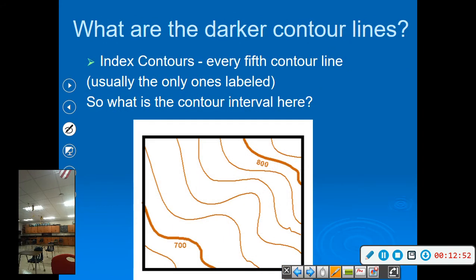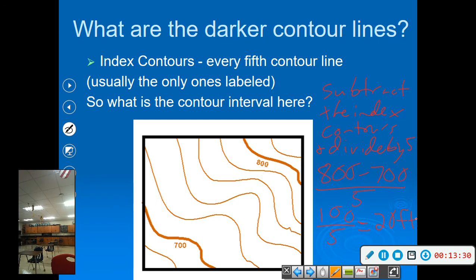which in this case happens to be 800 and 700, okay? And what you're going to do with them, you're going to subtract the index contours and divide by 5. So I take 800 minus 700 and divide by 5. Okay, so if I do that math, 100 divided by 5, my contour interval in this case is 20 feet. All right, because these are in feet.